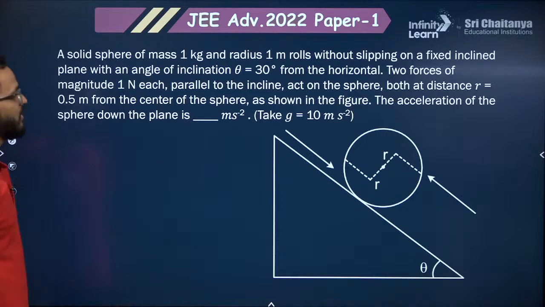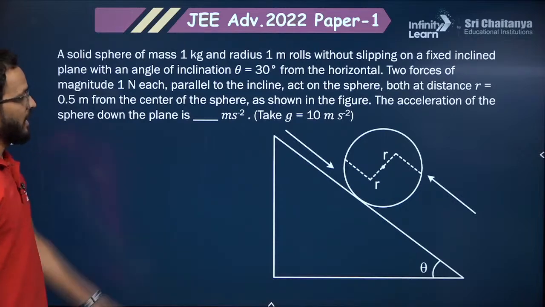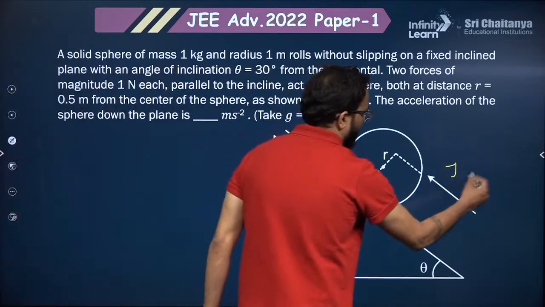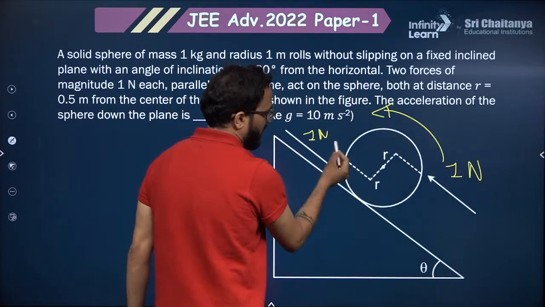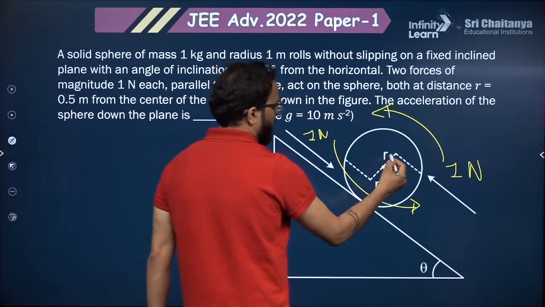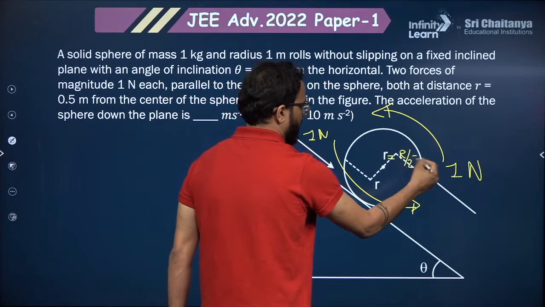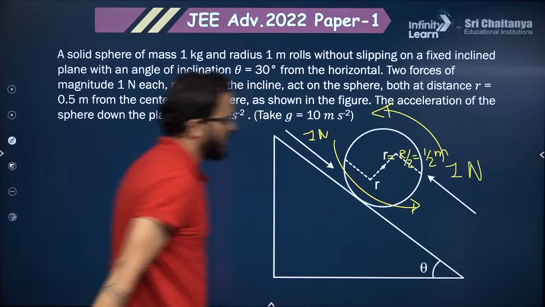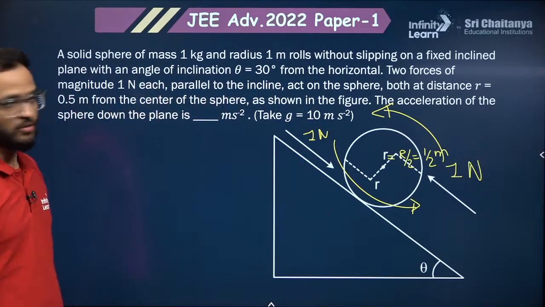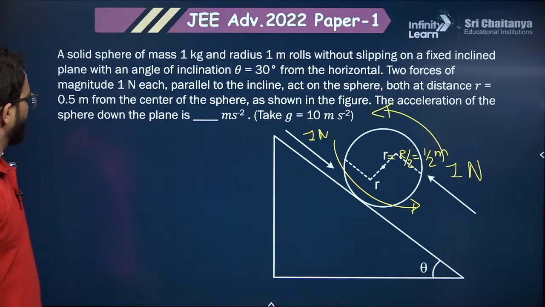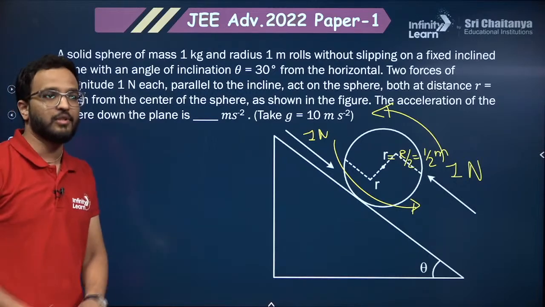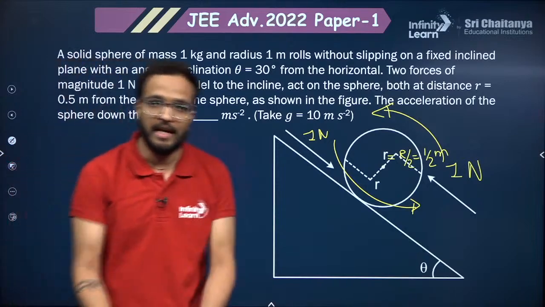So mass is given, radius is given, angle is given, and these forces that are acting are 1 Newton each, right? And they are going to try to rotate like this, okay. And this R is capital R by 2, that is 1 by 2 meters. So they have given this distance also 1 by 2 meters, no problem. Okay. So acceleration of the sphere down the plane is what we need. So let's draw the FBD, write the equations and get our answers.